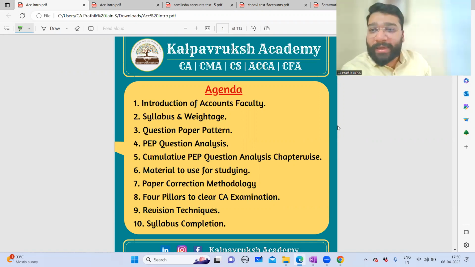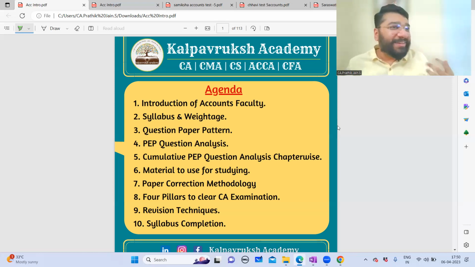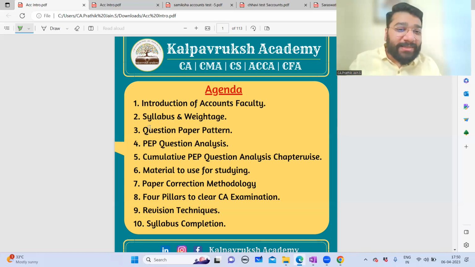So, let's have a quick look at the agenda for today's session. There are certainly 10 points that I'm going to discuss with all of you. The first one being introduction of my own self, about my academy. Then from there on, we'll move to discuss the syllabus of the accountancy subject in the CA Foundation, and each chapter, what weightage does it carry from the examination point of view? That also we'll discuss.